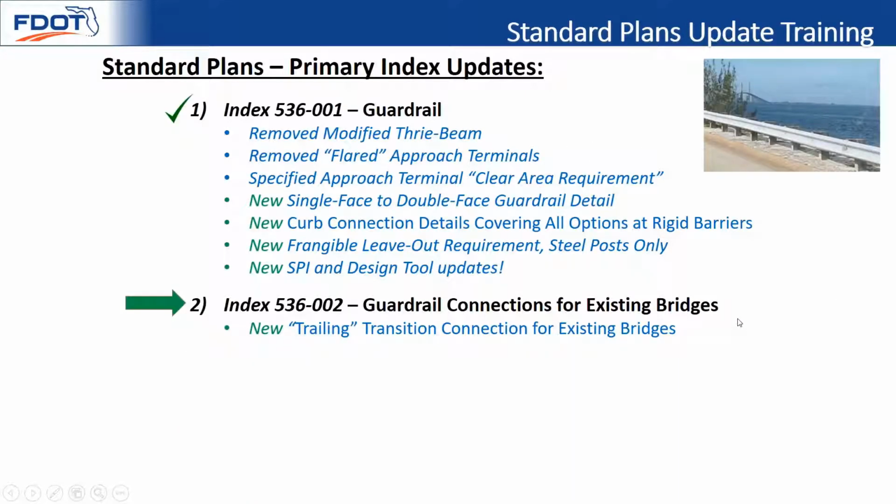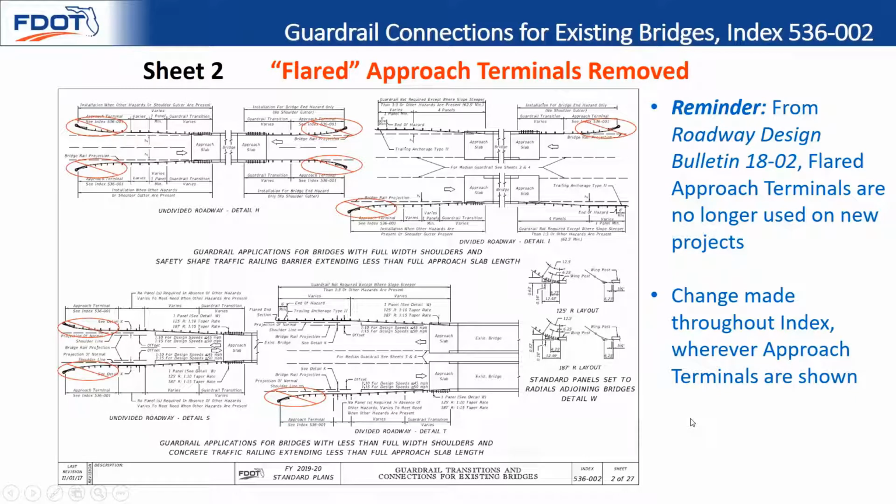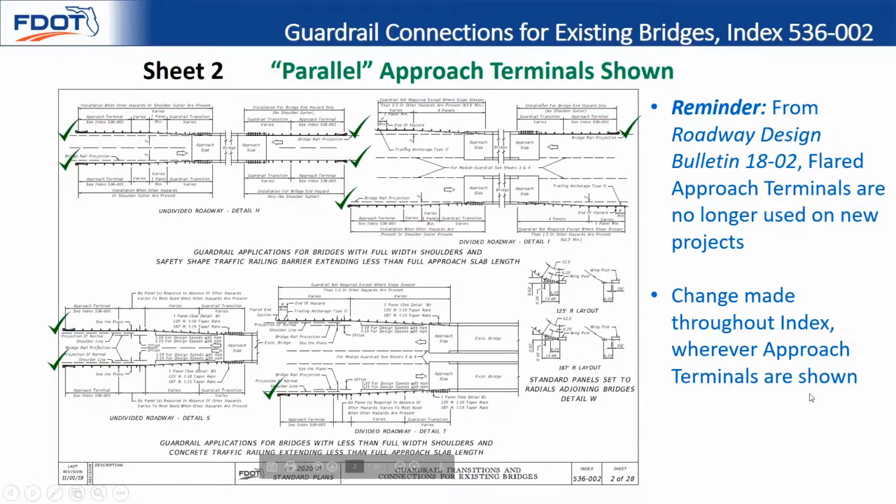All right, so with that, move on to Index 536002, guardrail connections for existing bridges. And here we've added a new trailing transition connection for existing connections, and then made a few other graphical changes. And so the first thing we did throughout was to eliminate the flared approach terminals. They were shown visually throughout. As a reminder, flared approach terminal is no longer permitted per design bulletin 1802. So we made that change throughout. This is the way the new one looks. They're all now parallel.